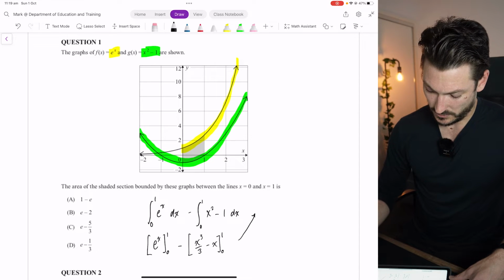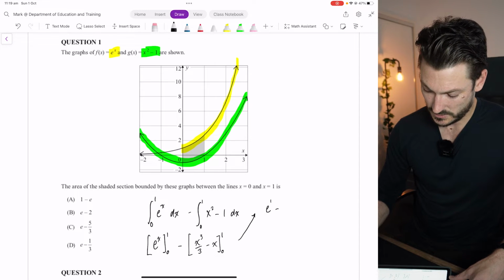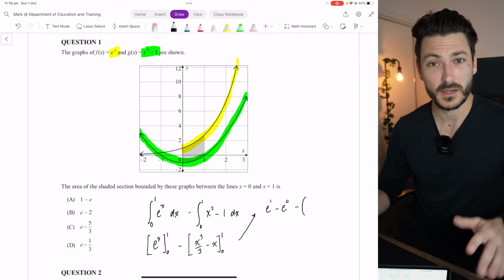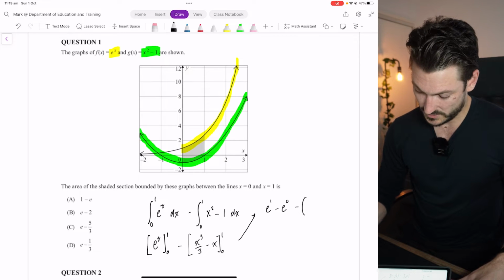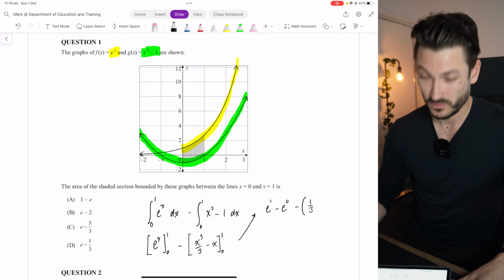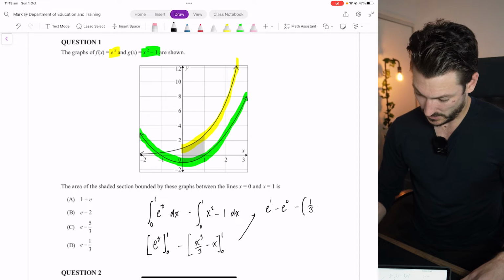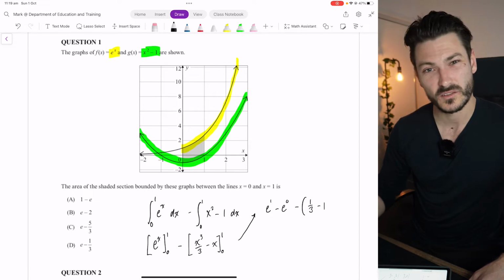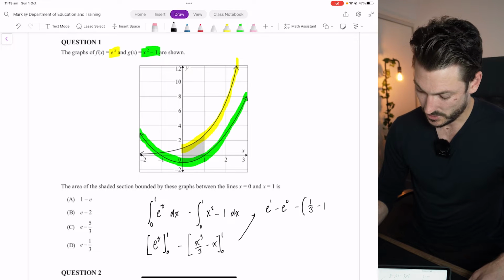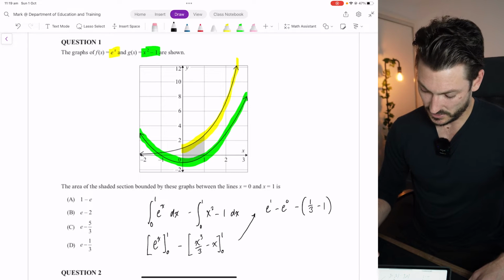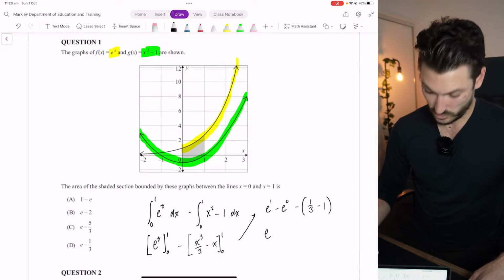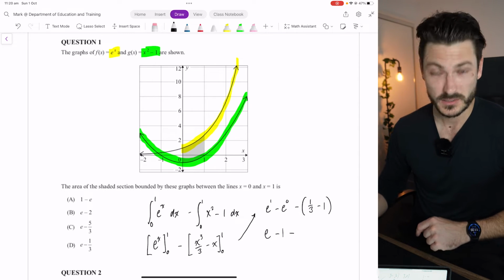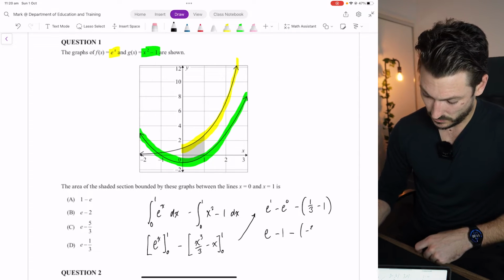So this one up here is going to be e to the 1 minus e to the 0, and then we're going to subtract, and I'm going to use brackets for this part so I don't make any errors. We're going to have 1 substituted in, so that's going to be 1 cubed on 3, which is just a third, take 1. And when I substitute 0 into those x values, they're just going to end up being 0 anyway, so I'm just going to leave it like this. e to the 1 is e, e to the 0 is just 1, so minus 1. And then we're going to be subtracting 1/3 minus 1, which is going to be minus 2/3.